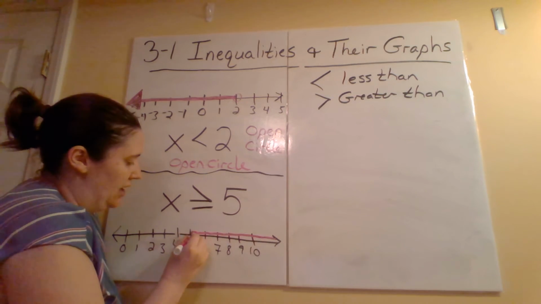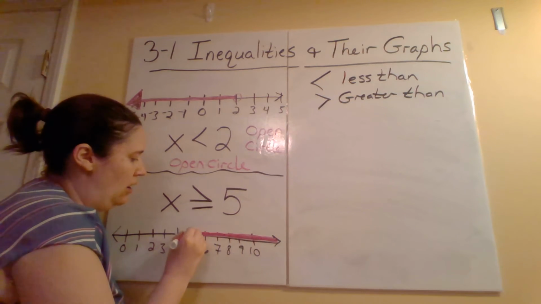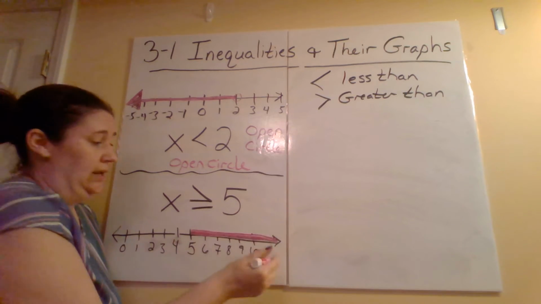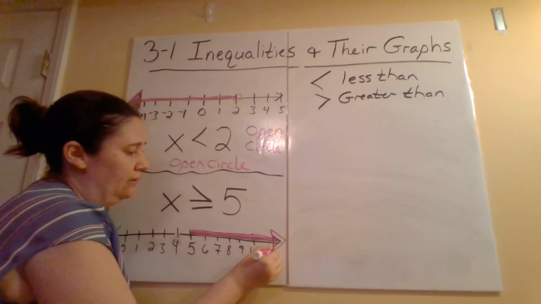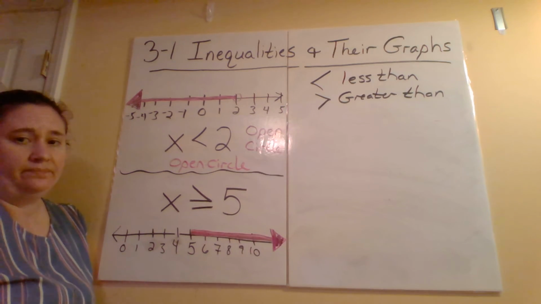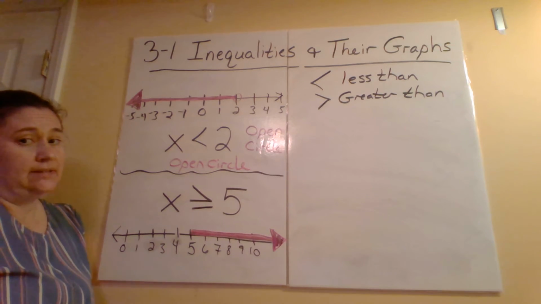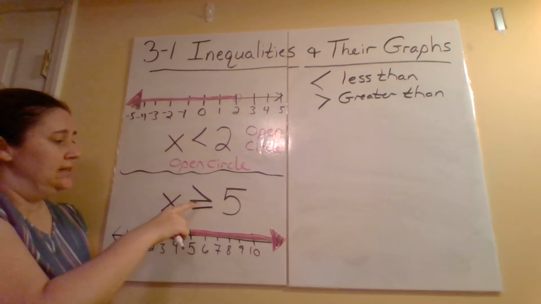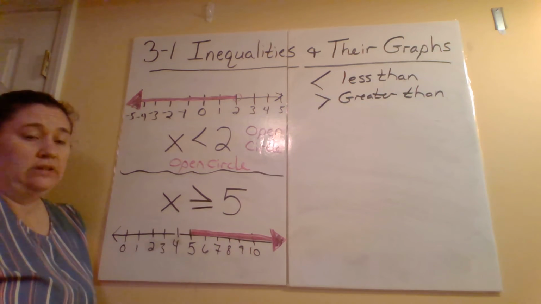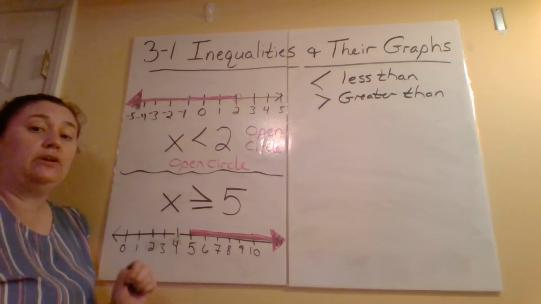6 is bigger than 5. 7 is bigger than 5. 8 is bigger than 5. All of these numbers are bigger than 5, so my line needs to go to the right. Draw a big old arrow at the end to show that your line keeps going in that direction. And now this one is a little different than the last example. This says x is greater than or equal to 5. So we want 5 to be on that line. X could be equal to 5.